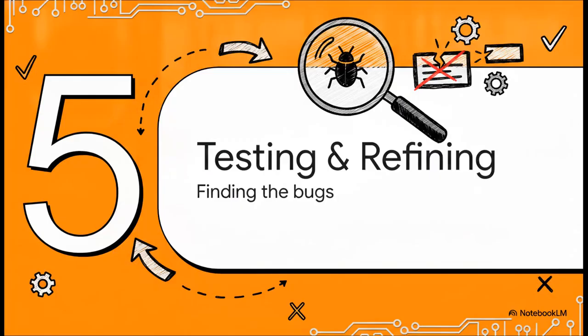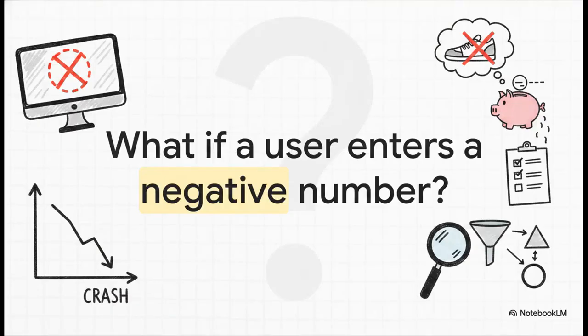And finally, Section 5. Testing and refining solutions. You've written your pseudocode, you've designed a brilliant algorithm, but you know what? You're not quite done yet. This is the final, absolutely critical step of our blueprint. We must systematically test and debug our programs. Think about it. What actually happens if a user enters a negative number instead of a positive one? Or what if they just enter a 0? This is exactly why testing is essential.